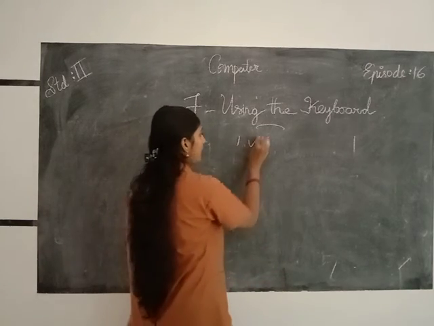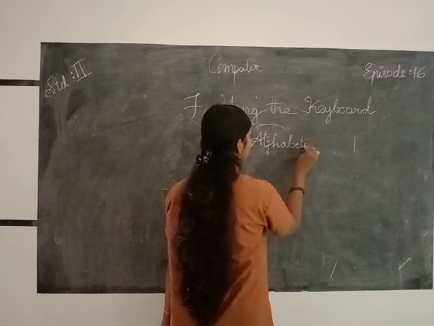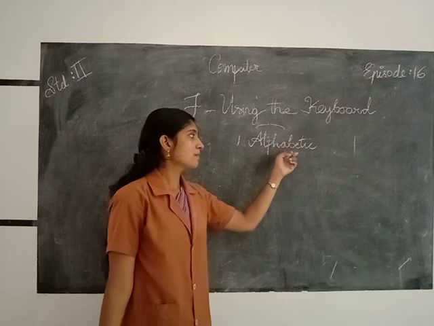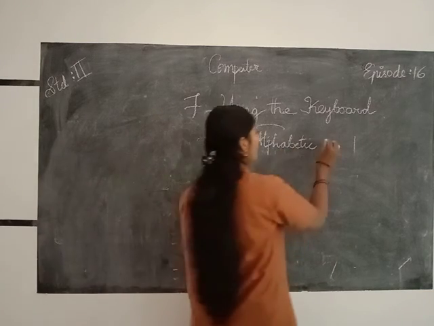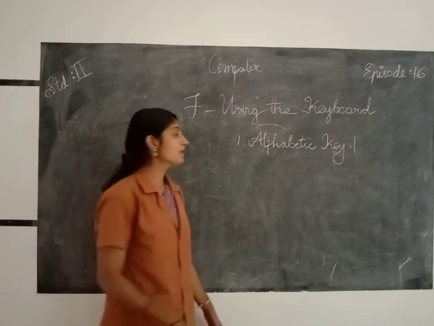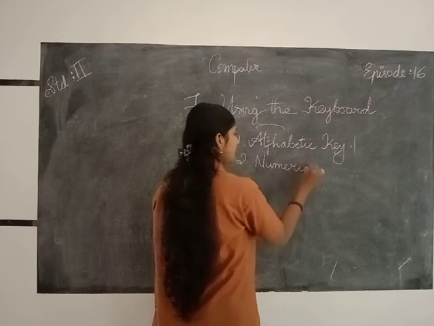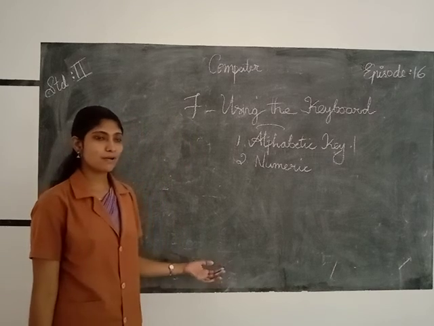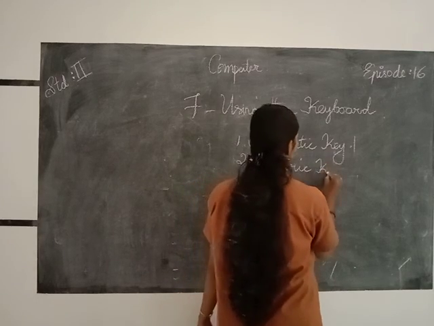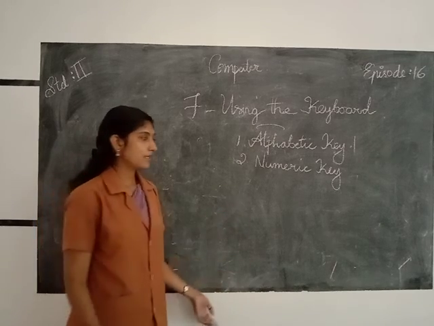So look here, A-L-P-H-A-B-E-T-I-C, alphabetic key. Then the second key is known as the numeric key, N-U-M-E-R-I-C. Numeric means related to numbers. Numeric key means the numbers from 0 to 9 are present on it.